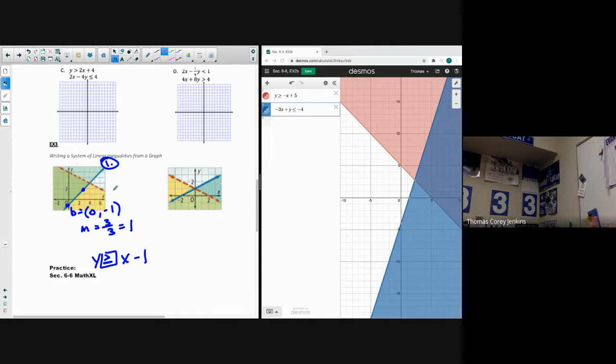Okay, looking at the second one, the other boundary line, we have B is 1, 2, 3, 4, 5. So B equals 5. And then M is, let's see, if we go from that point to there, we go down 1, right 2. So -1 over +2 would just be -1/2. So we have y is blank, then -1/2x plus 5.